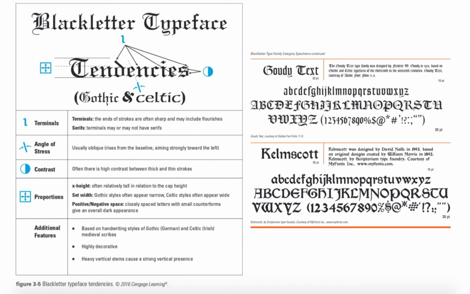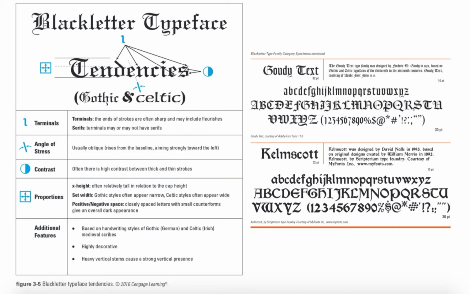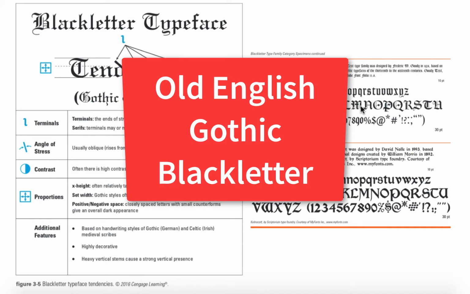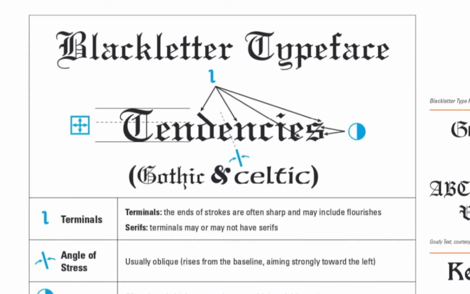Now they start off with black letter, and all of these things kind of start out in 1455 with Gutenberg's invention of movable type. So this is talking about actual type that's being used on a printing press. And this black letter type was based on German scribes, and in some cases even Celtic scribes as well. So that's how you'll see fonts that have this kind of style. It's sometimes referred to as Old English, sometimes Gothic, sometimes black letter. And here they say Gothic and Celtic, and it also says highly decorative.